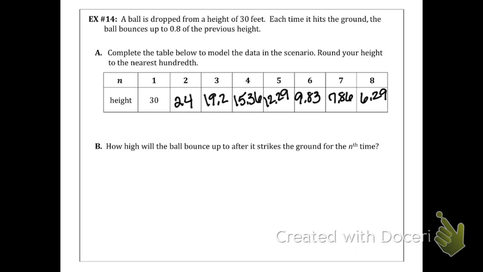Now it says, how high will the ball bounce up to after it strikes the ground for the nth time? Oh, nth time. I can't read. I'm sorry, nth time. So it's just looking for the equation. So we know our a sub n equals our first term times the common ratio, which is 0.8, to the n minus 1.